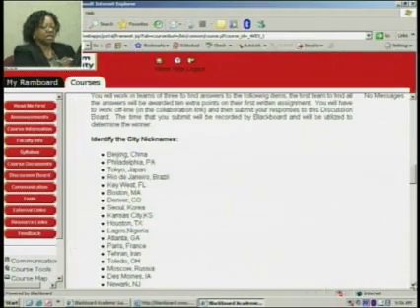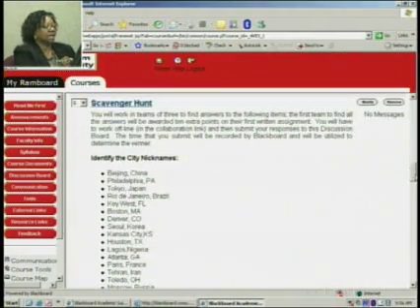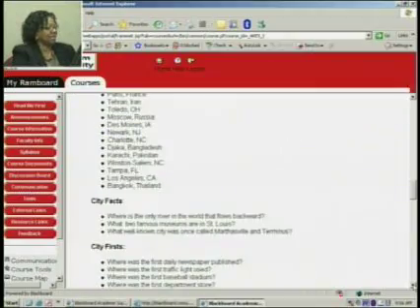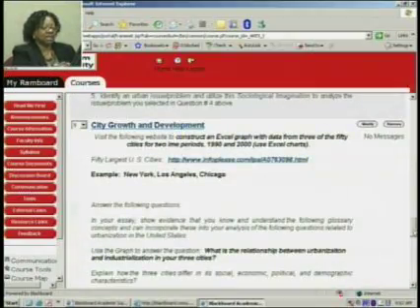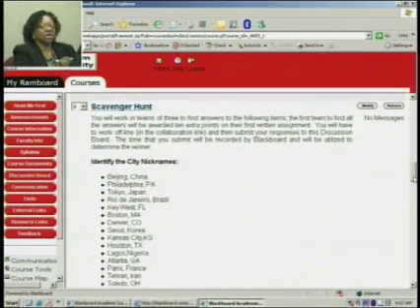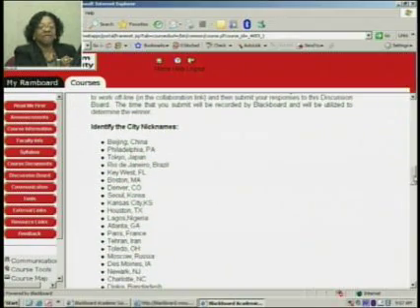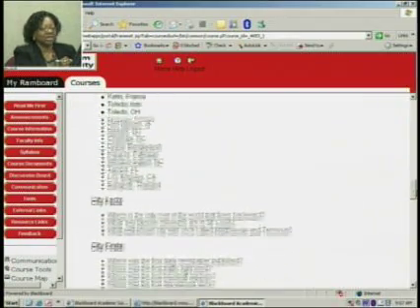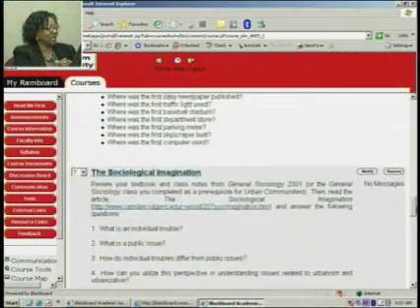We have a scavenger hunt as our next assignment, and during this assignment you'll be working with a classmate or two to identify city nicknames, city facts, city firsts, and the first group to get all of the questions correctly answered will receive extra points on their first writing assignment. So there's a little incentive to get this done. I will hide this assignment until it's time for you to begin the scavenger hunt so that no one gets a head start on the hunt above anyone else.